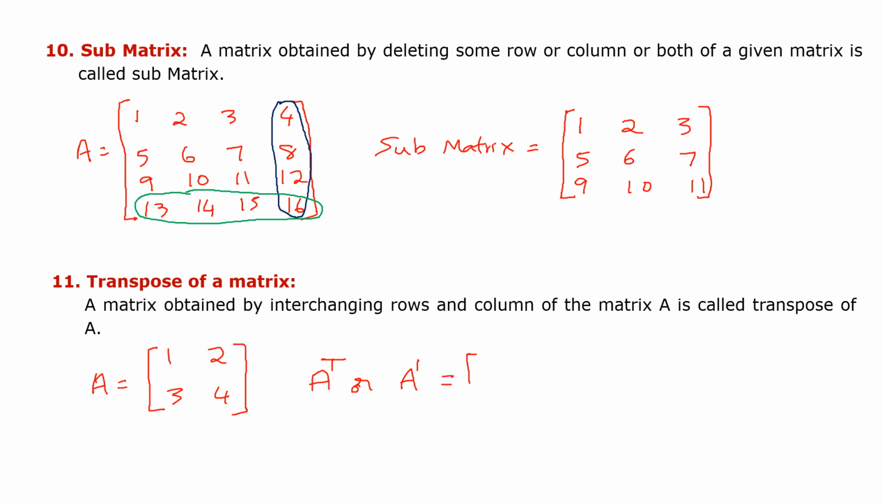So, as we discussed in the statement, the rows and columns are interchanged. Now, the first row becomes the first column. So, 1, 2 is the first row there. Now, that becomes the first column here. So, 1, 2. The second row becomes the second column, that is 3, 4. So, this is the transpose of a matrix.